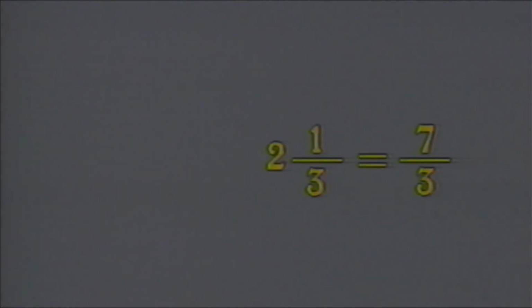Mixed numbers have reciprocals too. For example, to find the reciprocal of 2 and 1/3, change it to an improper fraction. That is, 7/3. Then get its reciprocal, which is 3/7.